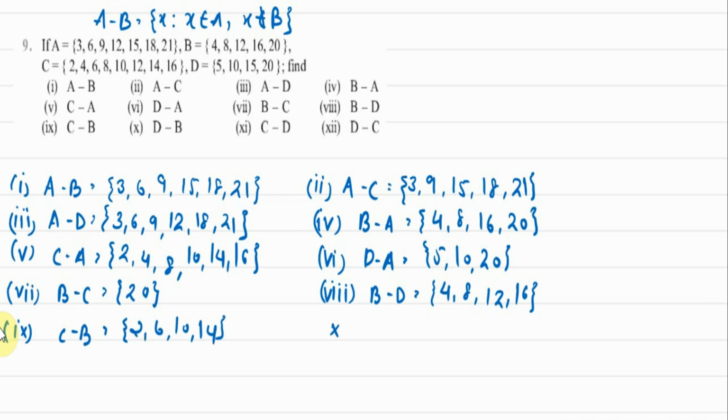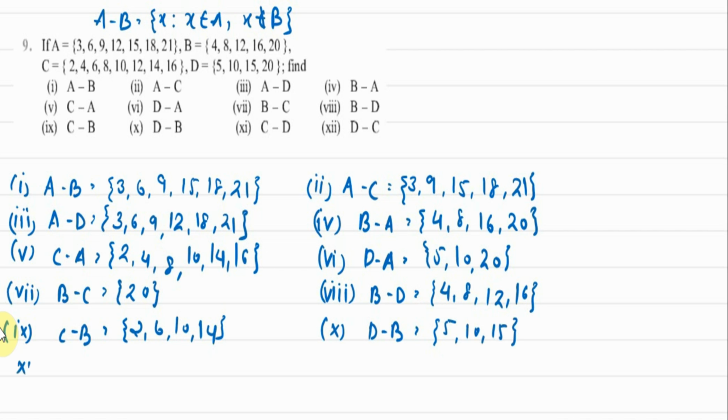10th part we have D minus B. That means we will be writing all the elements of D which are not present in B. So elements of D which are not present in B will be, except 20, we will write all the elements 5, 10, 15, because 20 is present in set B and D both. So we cannot write 20 as an element of D minus B. The elements will be 5, 10 and 15 because they are not present in set B.